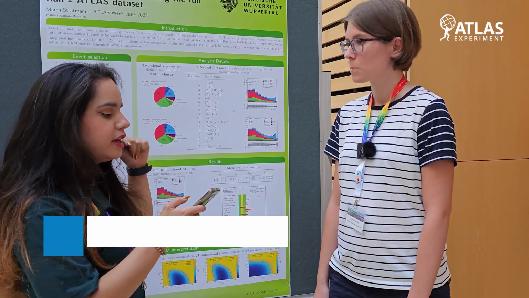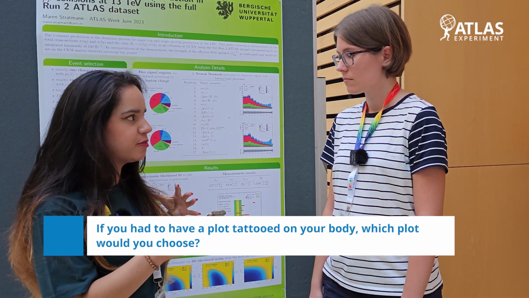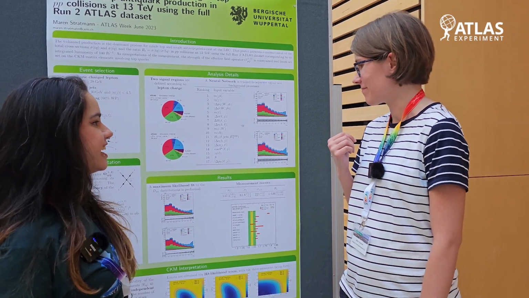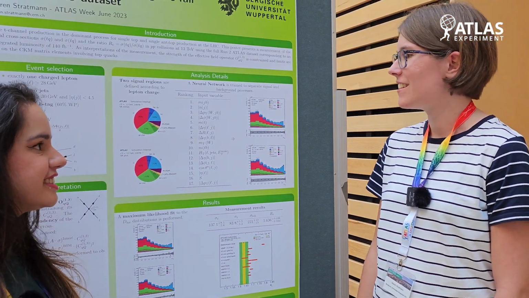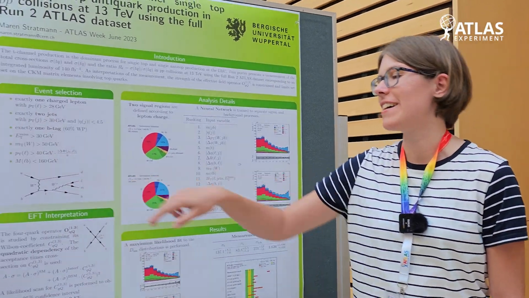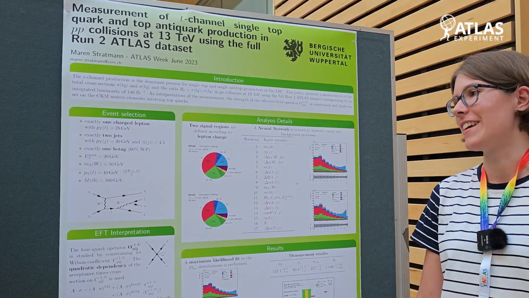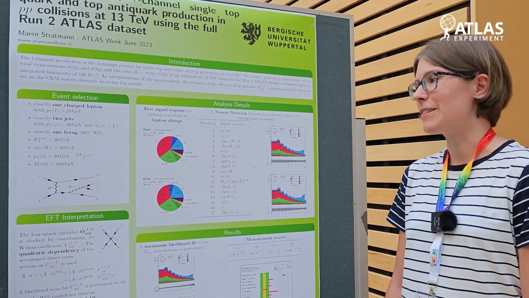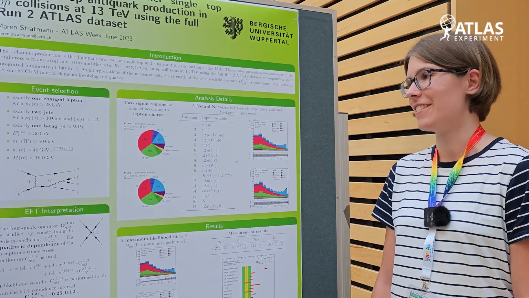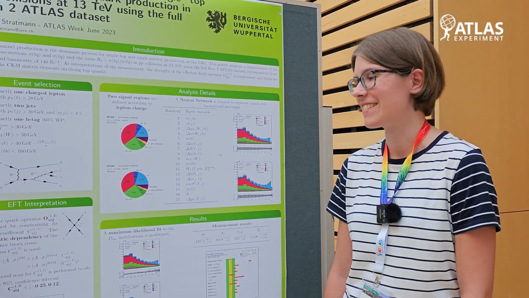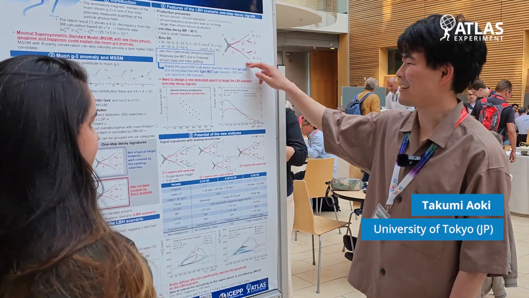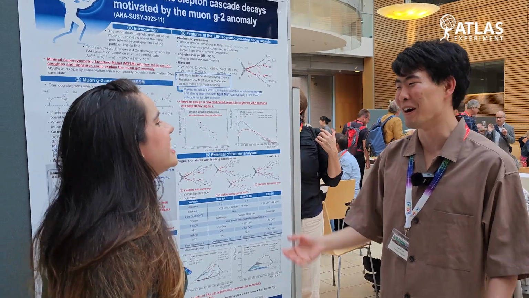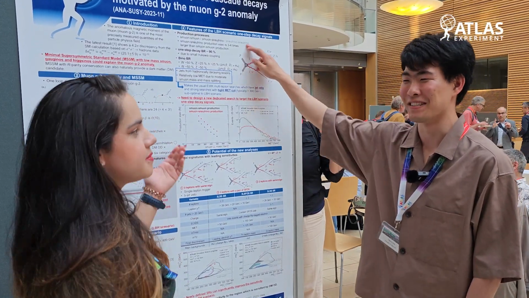If you had to have a tattoo on your body, which one would you choose? Good question. I think I would just go with the main Feynman diagram of the analysis. Not too many colors and a bit dirty, because you actually really need to know the physics behind it. That's a cool one. The most simplistic part of the analysis is this Feynman diagram.